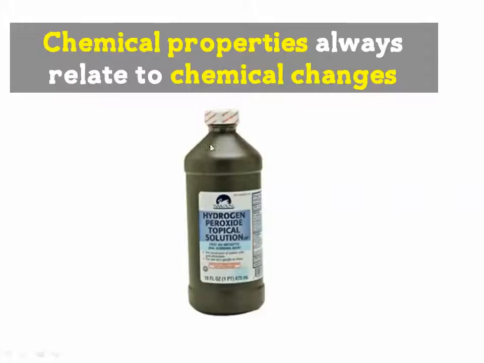One reason that hydrogen peroxide is stored in brown bottles is to help shield it from light, because a chemical property of hydrogen peroxide is that it will break down if it's exposed to light for too long. So that's why it's stored in brown bottles, just to keep it away from the light.